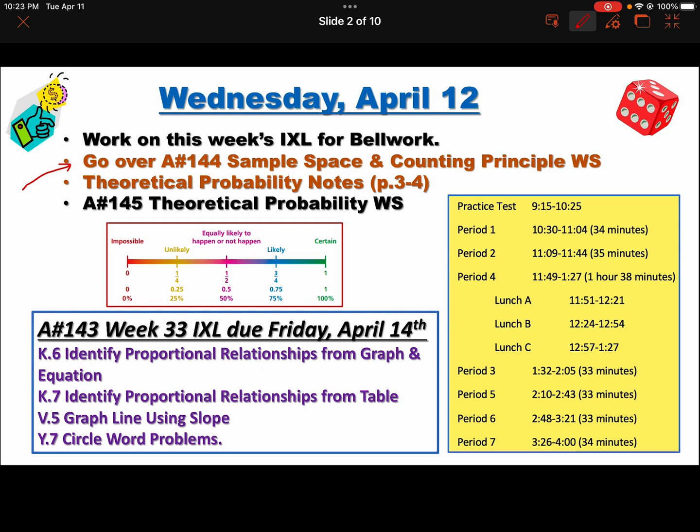That would be the books never written worksheet. We're going to go over that tomorrow. So if you haven't finished it, make sure you get it done and submit it before tomorrow, because that's when we're going to go over it. You will also have a new assignment 145 on theoretical probability. It's one side. It's really fairly quick. And so you'll have both of those assignments that we will go over tomorrow.